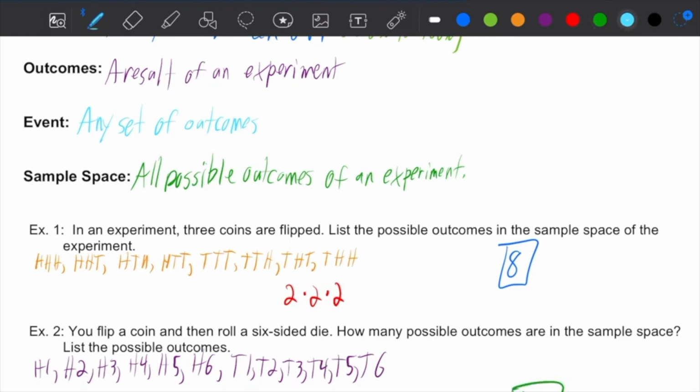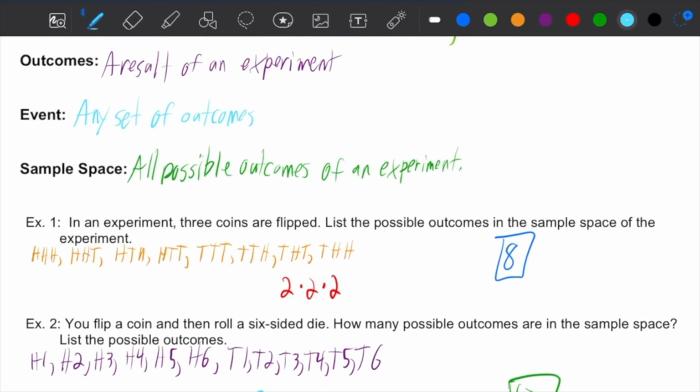Another way we could arrive at that is the coin has 2 different options, heads or tails. The die has 6 different options, 1, 2, 3, 4, 5, 6. Multiply 2 times 6.